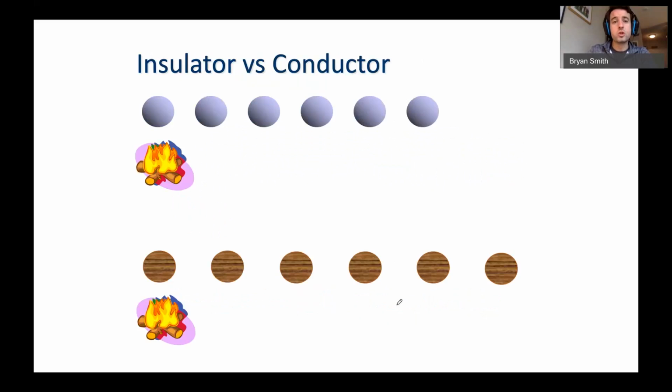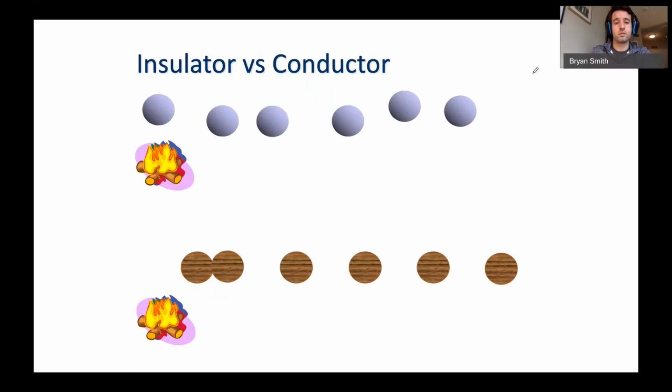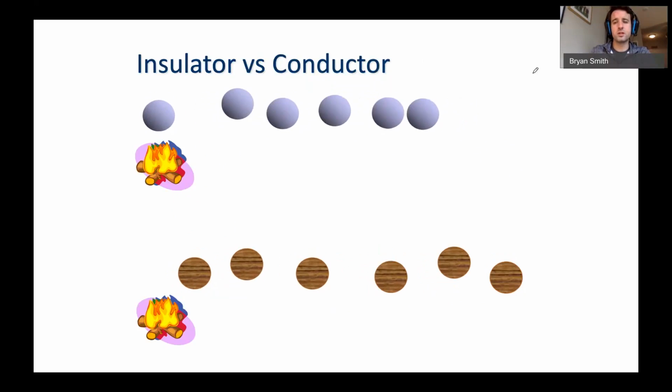Okay, two terms you're going to need to know about conduction are insulator versus conductor. I talked about them a little bit earlier. Here, I want to show you particles. On the top, we have a conductor, and on the bottom, we have an insulator. And what I want you to notice is notice the difference here. That's what a conductor looks like. And then this is what an insulator looks like.